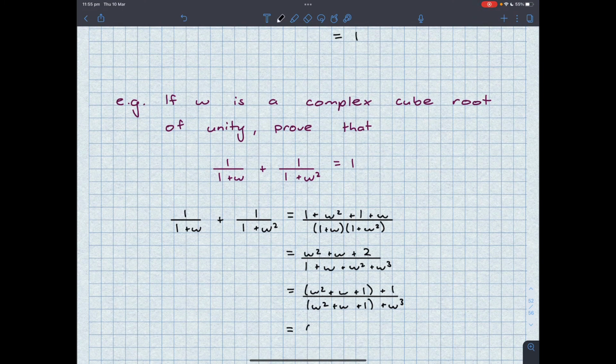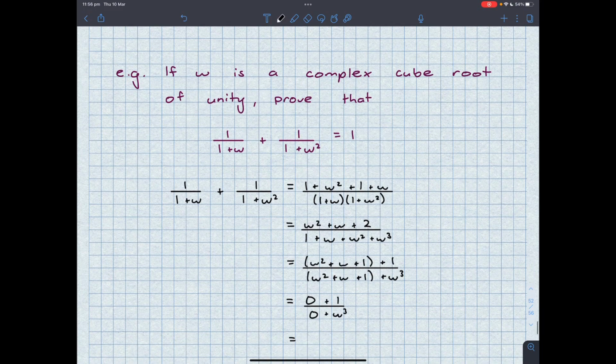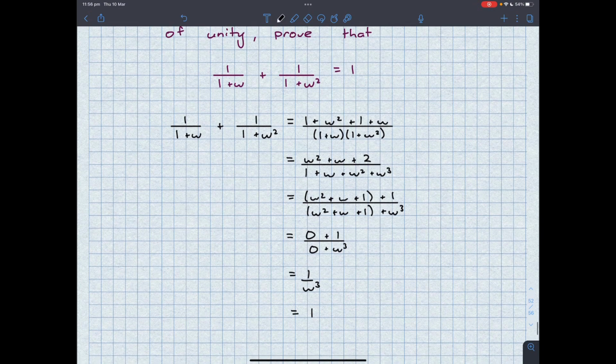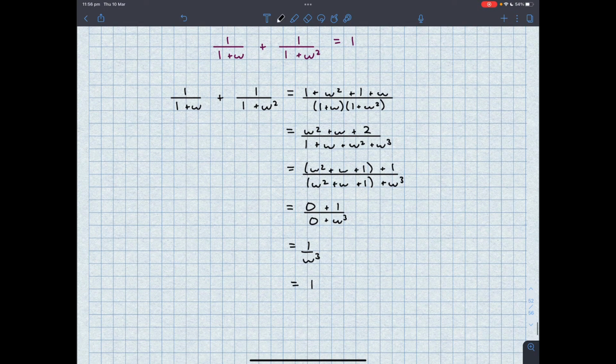So now I've got 0 plus 1 over 0 plus w cubed, and that equals 1 on w cubed, and we know w cubed is 1, so this is 1 on 1, or 1. I lied about this being more convoluted. I was actually thinking about the next question. That one's quite nice. So I just force out of there some expressions that I know, and then I can simplify from there.